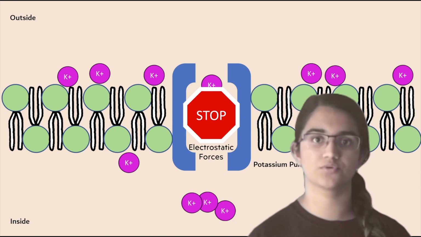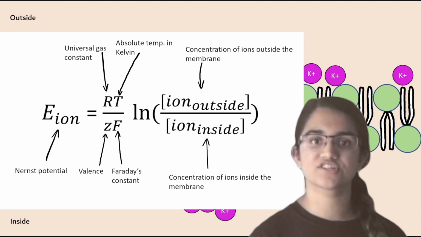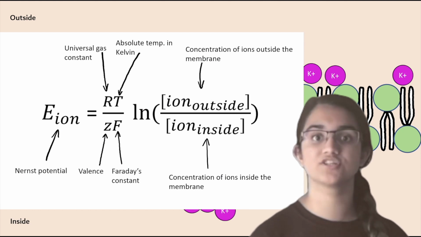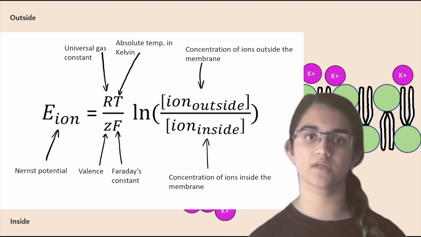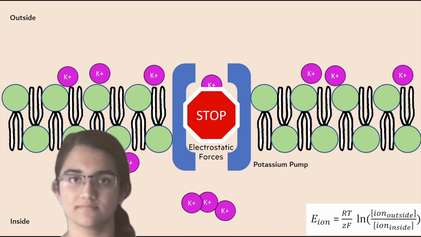Enter the hero of today's story, the Nernst equation. This equation tells us the exact membrane potential at which diffusion and electrostatics are equal. This potential is called the Nernst potential.